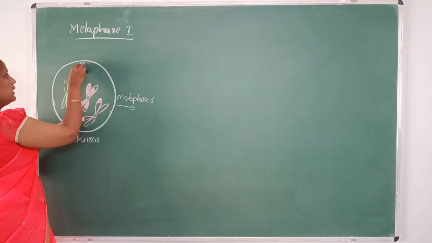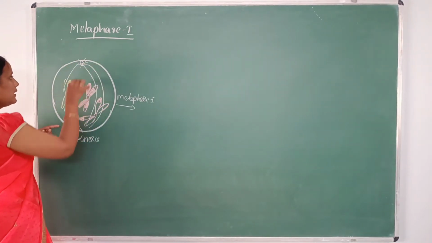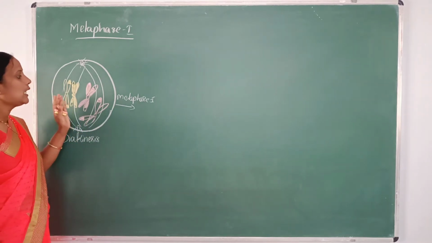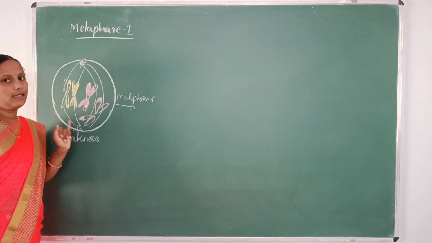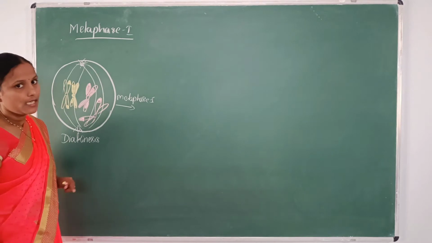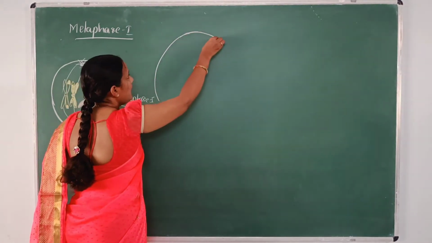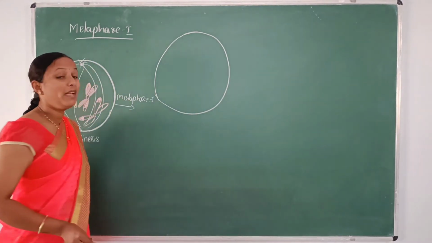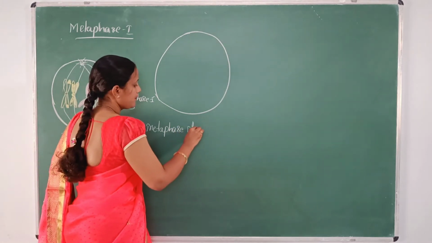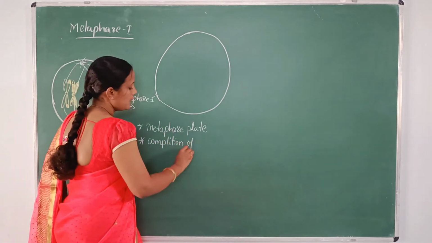Here there is a complete formation of the spindle fibers. Spindle fibers are being formed like this, and the nucleolus has disappeared completely. The nuclear membrane is disintegrated into vesicles, and there is a disappearance of all other cell organelles. By the end of this, the cell will enter the next phase of division, that is metaphase 1. The characteristic feature of metaphase 1 is the formation of the metaphase plate, and there is a completion of spindle assembly.